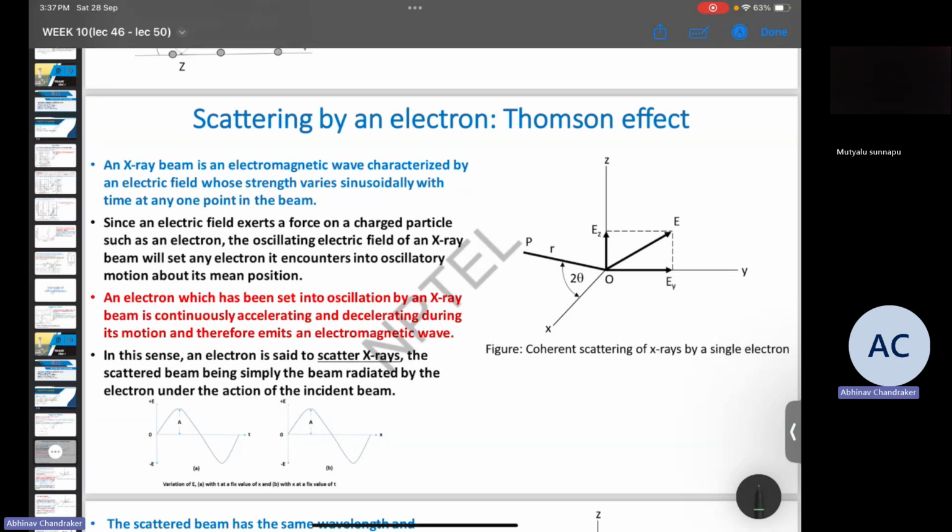When we have a specimen with atoms, there will be electron clouds surrounding each atom, and effectively the scattering of the incident X-ray happens majorly by these electron clouds, and this effect of scattering by an electron is called the Thomson effect.